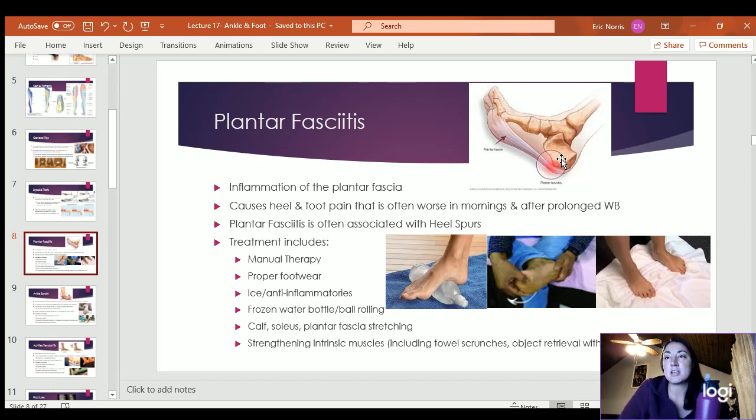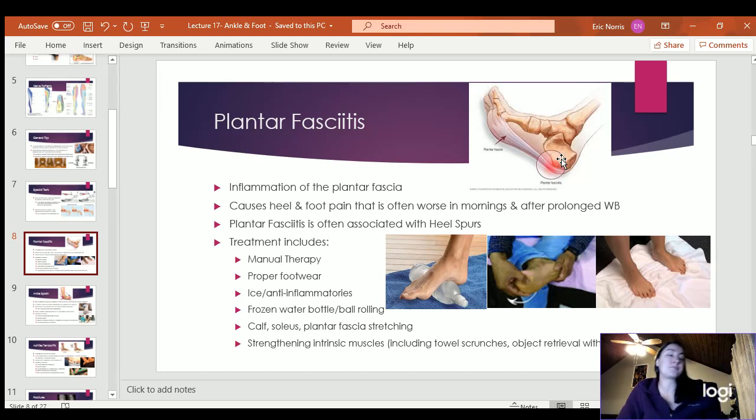Then they can go and get something like Happy Feet or Power Step. Those are some of the common names of a shelf orthotic that's already pre-made for specific people, and a lot of times it will help. It really will help the pain go away.